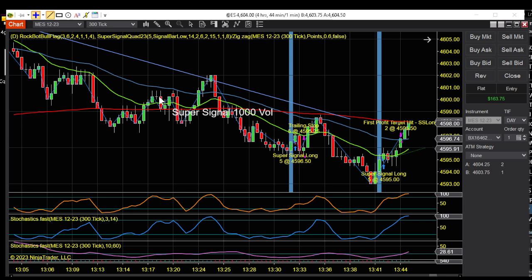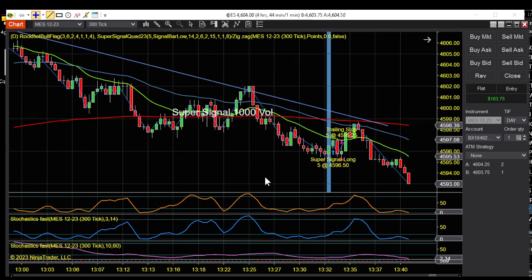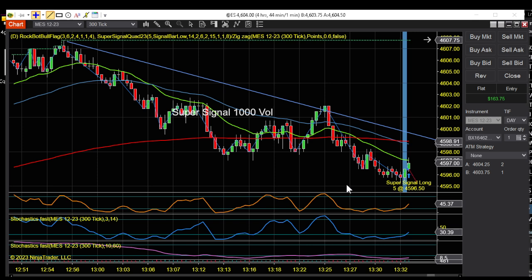Here we go. Got a little bounce here. Rotation, the trend line is down over 80. It just rolled over. Remember that. That is the final thing that you need to worry about.